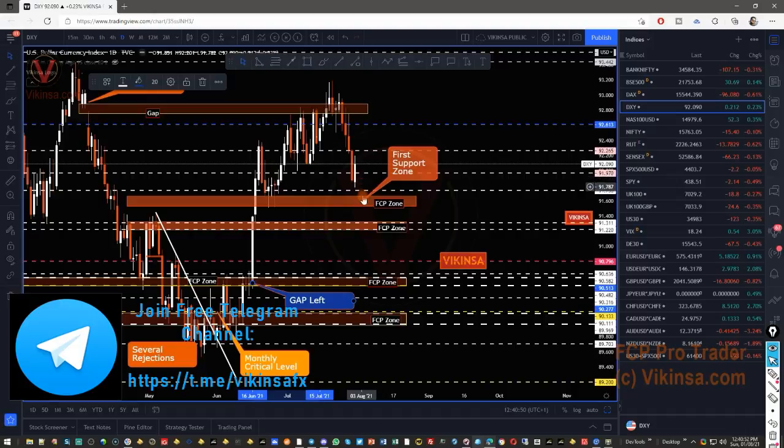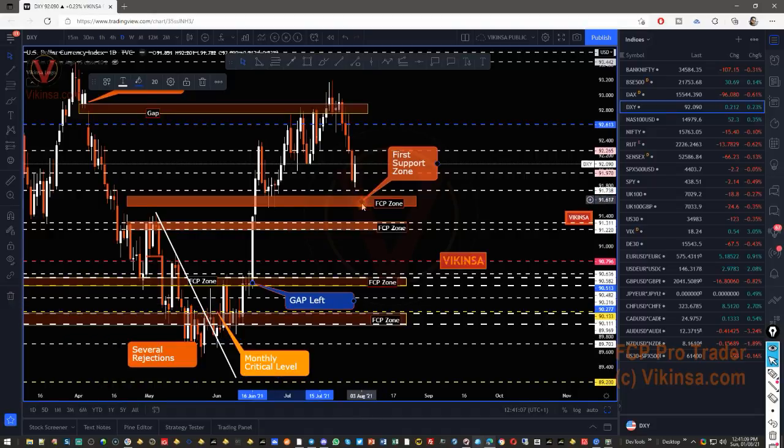So ultimately, if the market starts to fall down, then all of these levels or gaps or zones will act as support levels and zones, but it can reach this 90.6 level as well in coming weeks or maybe months. So watch out for that. This is the first support zone where the market can actually find a little bit of support. This is the previous FCP zone which has also acted as support. This is the next one.